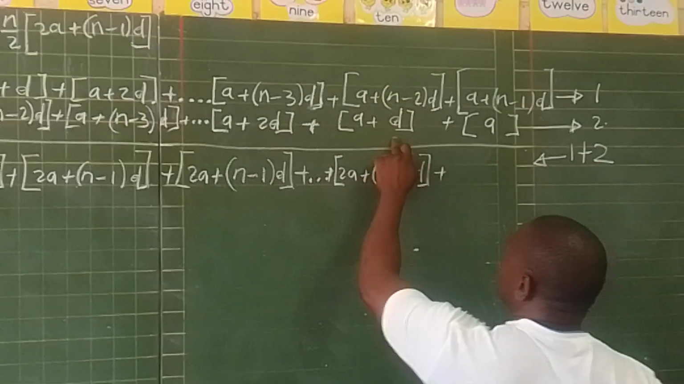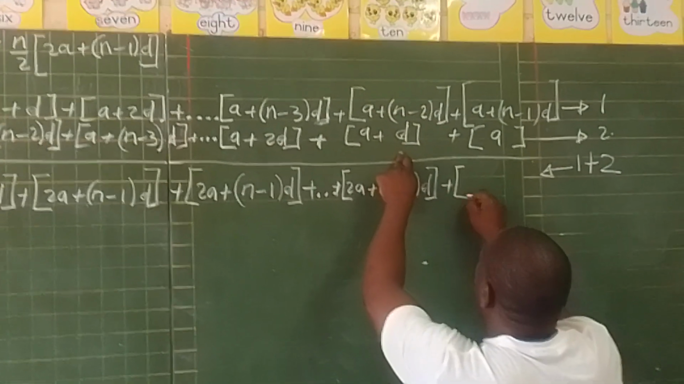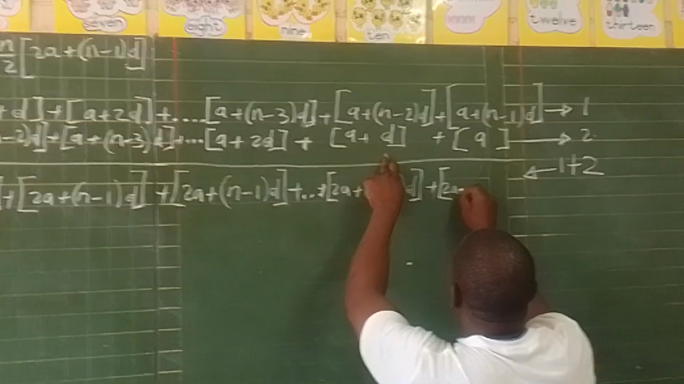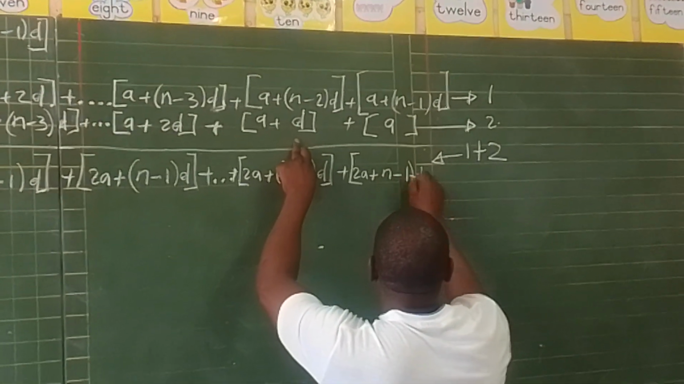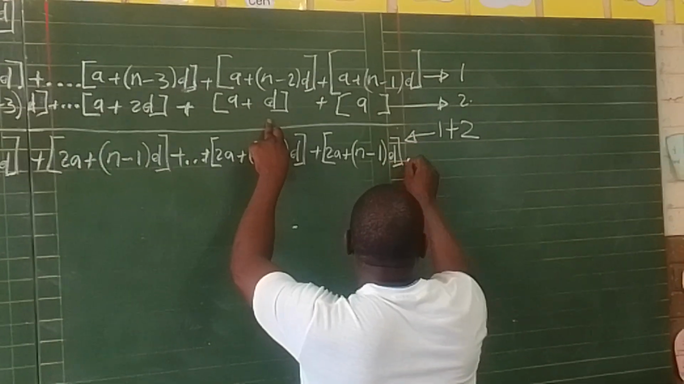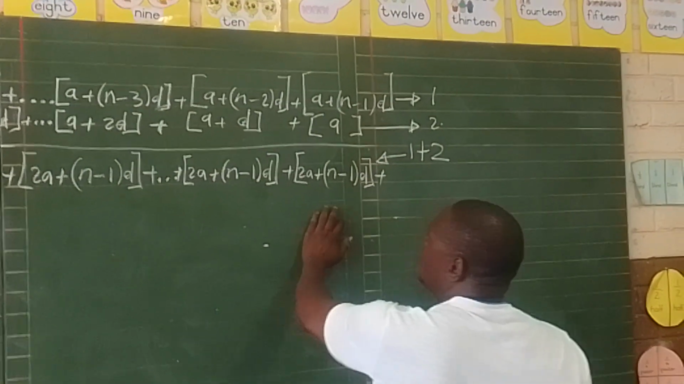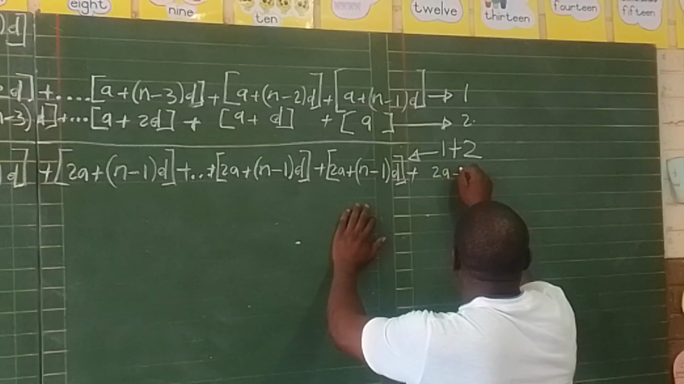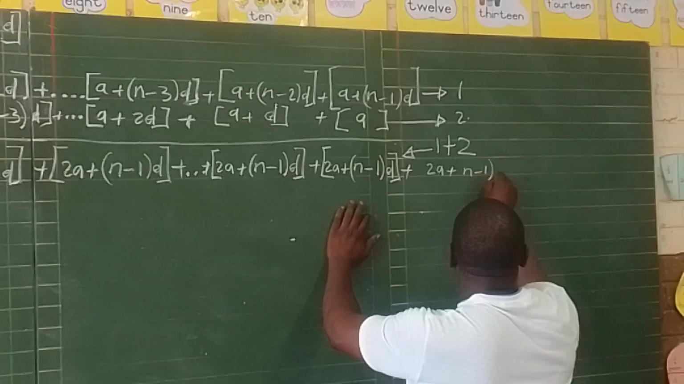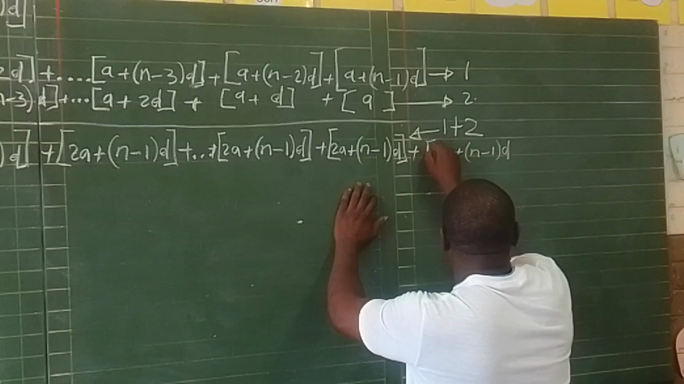plus you add these two, you get 2a plus n minus 1d, you add it to 2a plus n minus 1d.